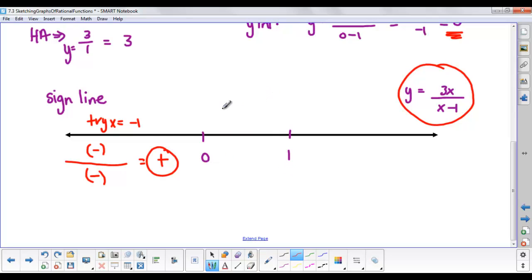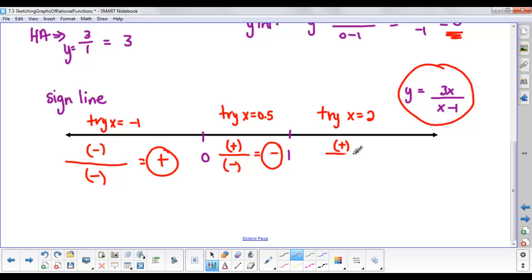In between 0 and 1, let's try x equals 0.5. So again, we'll sub in 0.5. 3 times 0.5 would actually still be positive up in the numerator, and in the denominator, 0.5 minus 1 is actually negative. So altogether, we end up with a negative value in that interval. And then finally, we'll try x equals 2. And in the numerator, 3 times 2 would give us a positive value, and 2 minus 1 would actually also be positive. So altogether, positive. So again, we'll take all of that information and use it to graph our rational function.